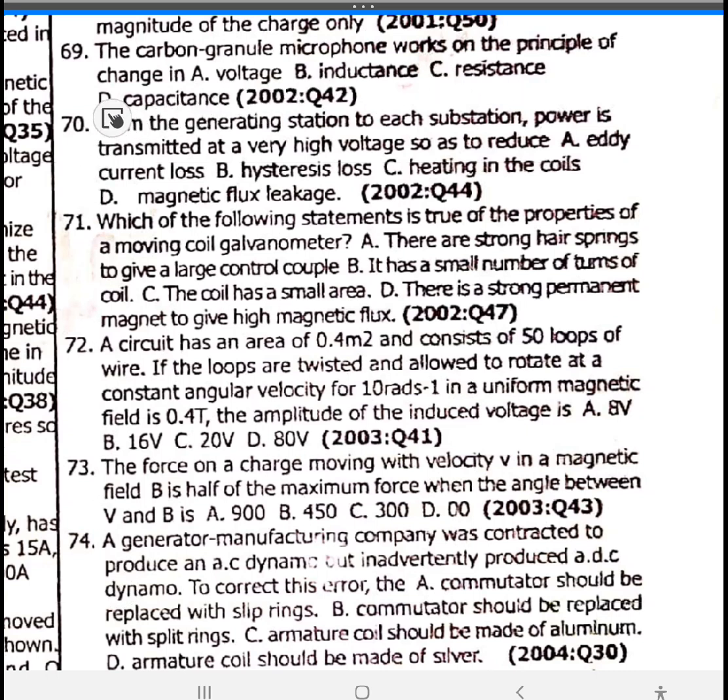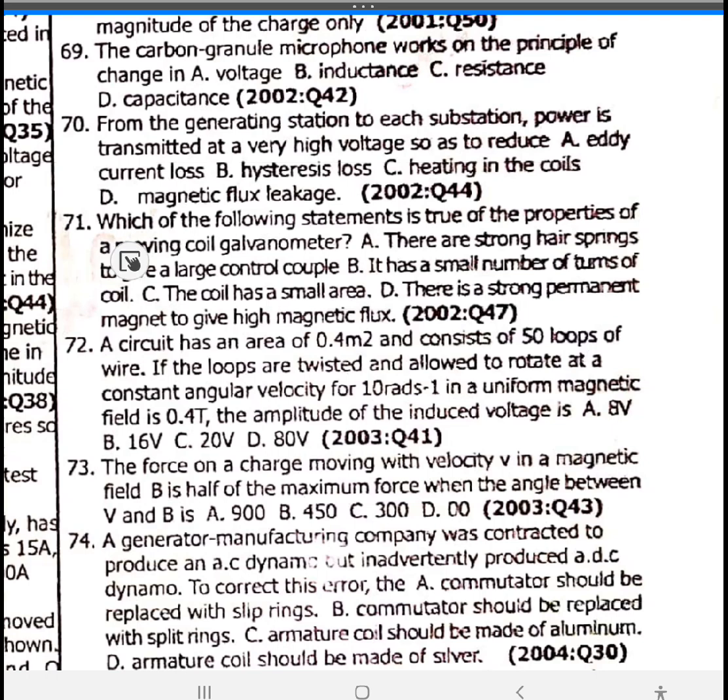69. The carbon granule microphone works on the principle of change in resistance. Option C. From the generating station to each substation, power is transmitted at high voltage and low current so as to reduce heat loss. Heating of the coil. Option C.